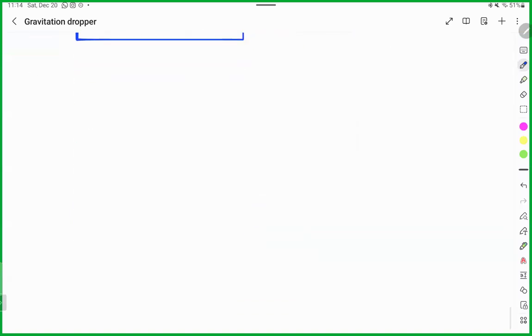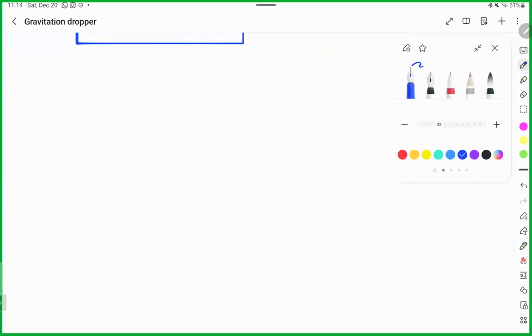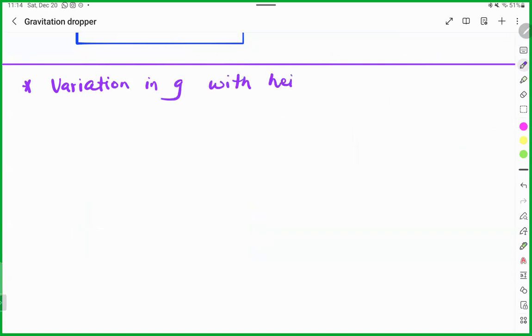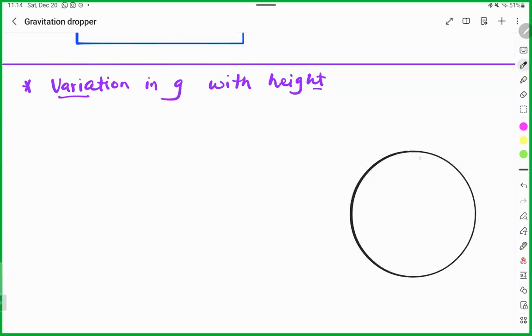Okay, let's do the variation part. First, if you increase the height, what will happen? Variation in g with height. By the way, in both situations, it will decrease, but how it decreases, let's see. For example, you have Earth. Earth radius is r, and now you are observing at some height h from the Earth. We want to see what will be the gravity at h height.